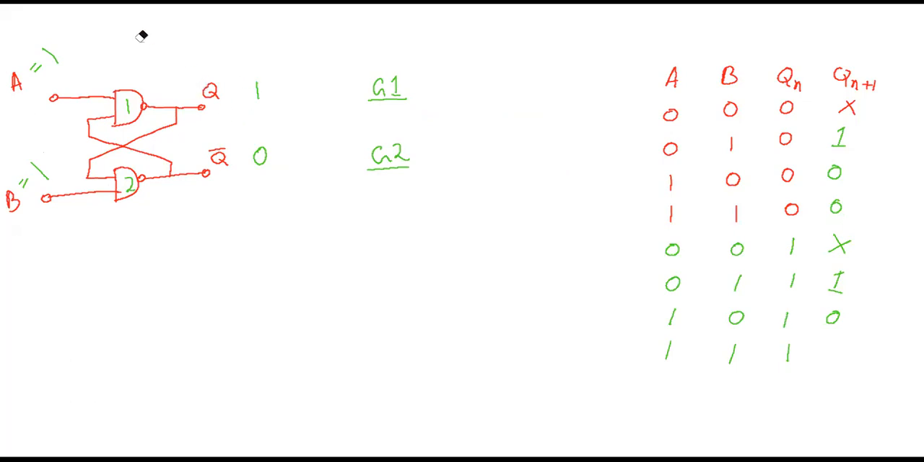Assumption is same. So now check what are the inputs at gate 1. 1 and 0. Then the output will be 1. Fine, it is 1. So this 1 is appearing here. So what are the inputs at gate 2? 1 and 1. So output will be 0. So it is the same that I assumed. Yes, sir. So 1 has remained 1.